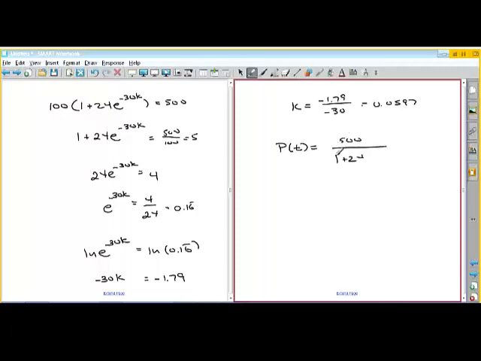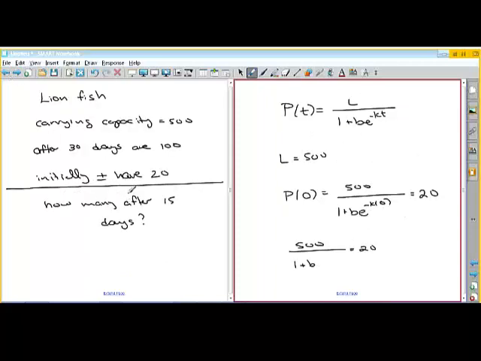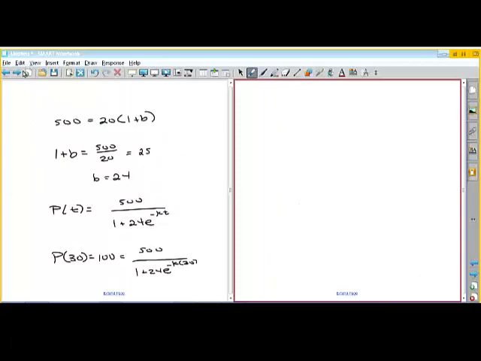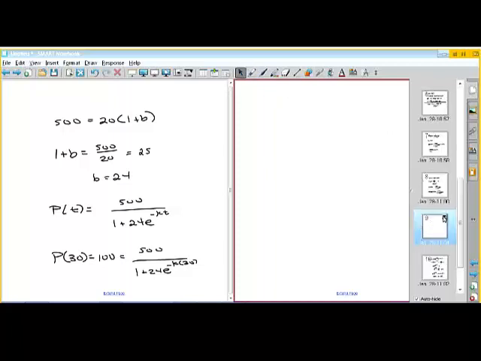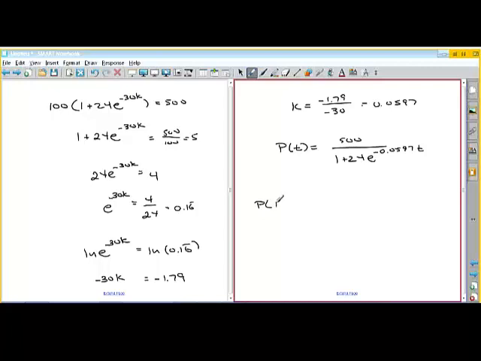So now we have the entire function defined. We have carrying capacity of 500, 1 plus 24 e to the minus 0.0597 t. And then finally, we want to find out what is the population after 15 days. It should be somewhere between 20 and 100, because at 0 it was 20, at 30 it was 100. You have to go somewhere. You have to go in between. So P of 30 is that. P of 15. I must have added an extra page in here that I didn't need. Okay, so what I want is P of 15.